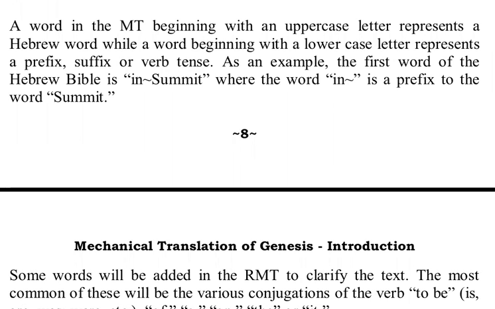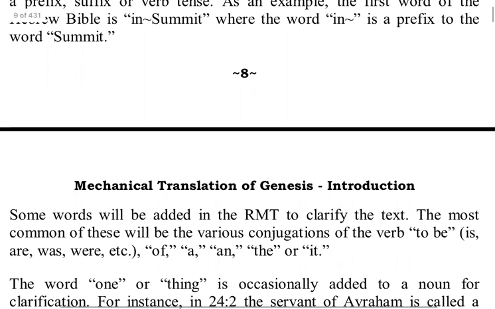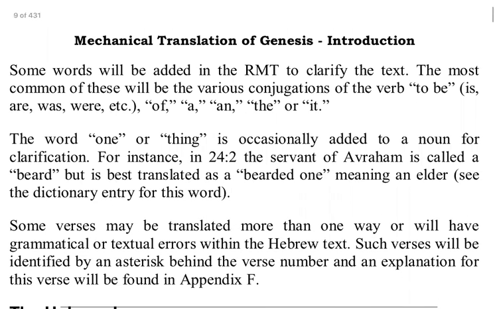The translation. A word in the MT beginning with an uppercase letter represents a Hebrew word, while a word beginning with a lowercase letter represents a prefix, suffix, or verb tense. As an example, the first word of the Hebrew Bible is in summit, or bereshit, where the word in is a prefix to the word summit. Mechanical translation of Genesis introduction.